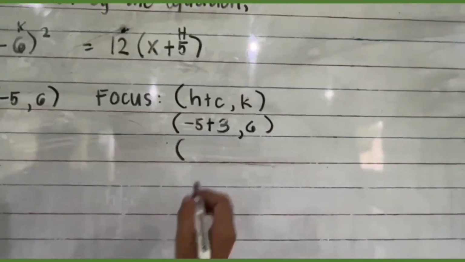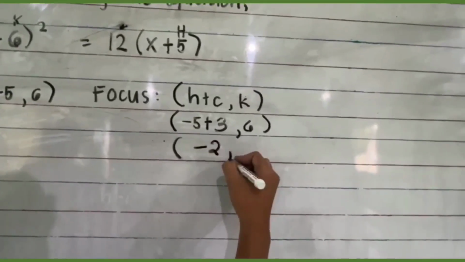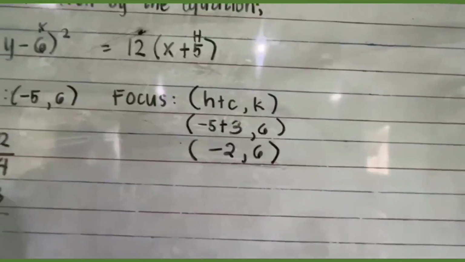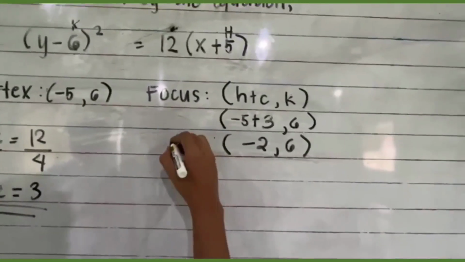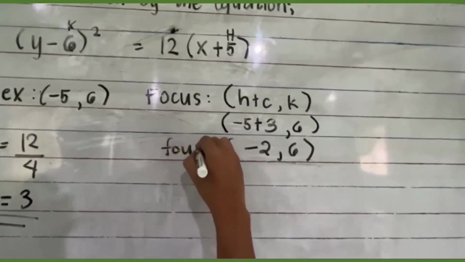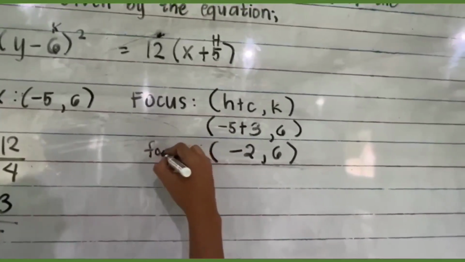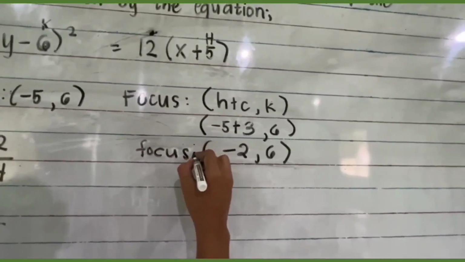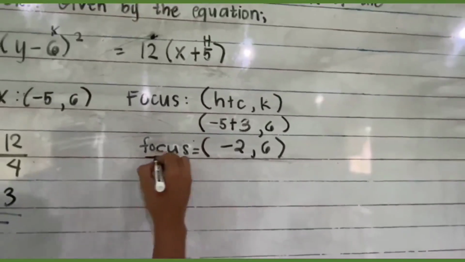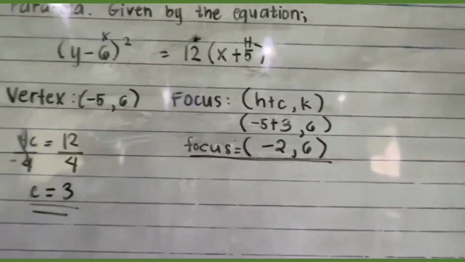Next, negative 5 plus 3 is equals to negative 2, 6. So our focus ordered pair is -2 and 6. -2 represents the h and 6 is the k, or -2 is our x and 6 is our y.